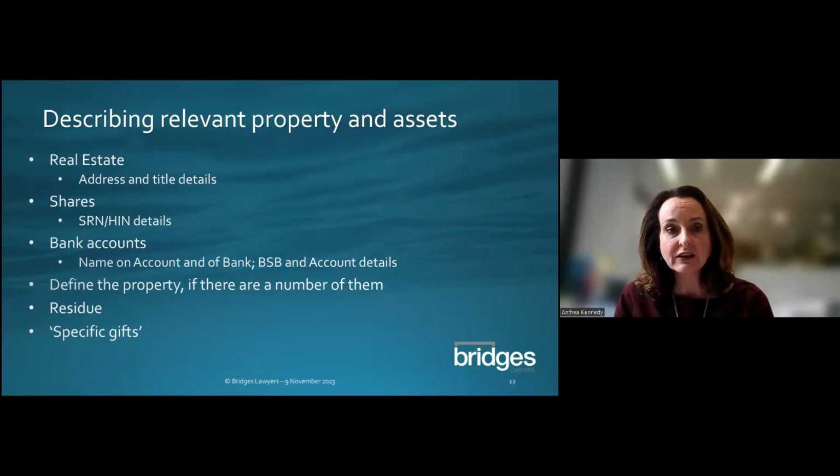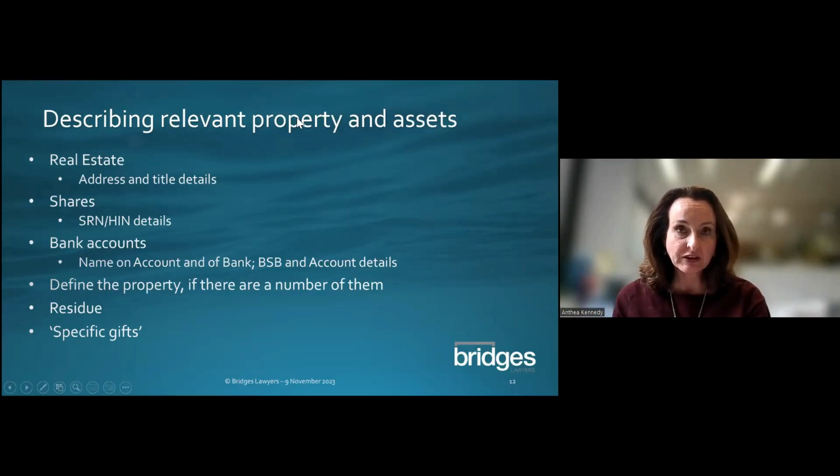In terms of bank accounts, it's important to have the name on the account and identify the branch of the bank with BSB and account details. If there are a number of properties, it's important to define the property. So, for instance, define it as the Millthorpe property as opposed to another property as the Orange property. With the agreement, if there's residue, it's important to indicate who's entitled to the residue and what's to happen to the residue.